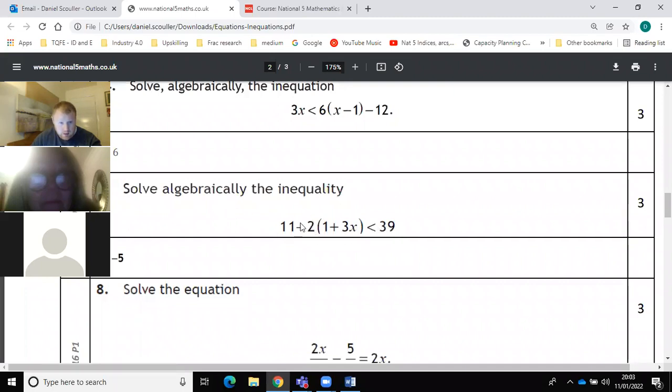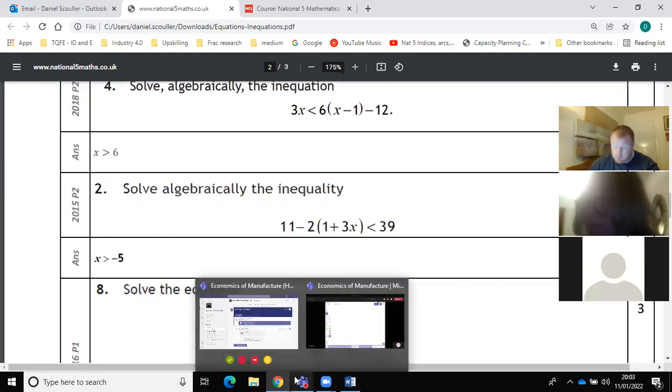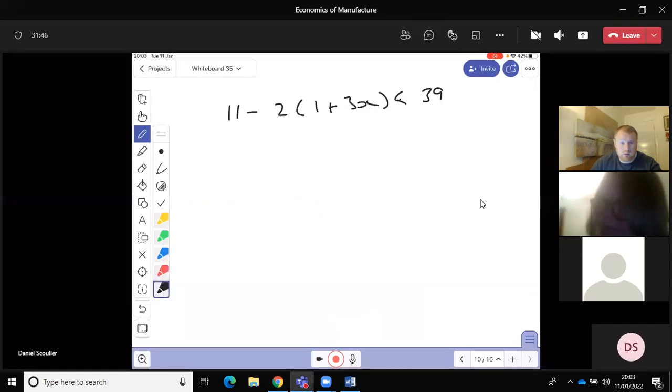Solve algebraically. Here's an interesting one. We'll give you the first few steps to this, but here's a divide by a negative, so it would flip. This is just a handout. So this is the second inequality question. Let's have a wee look at this together and we'll just make sure. I'll just write it down. 11 minus 2, 1 plus 3x. Oh, can't draw a triangle. 39.